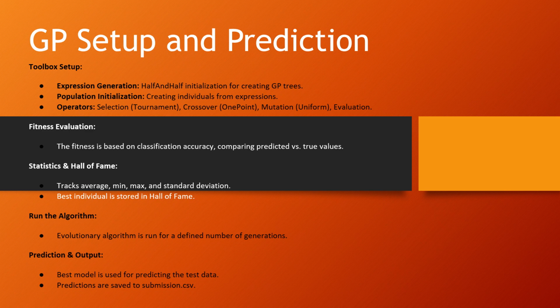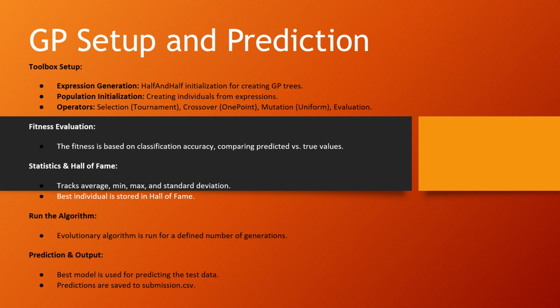Selection was done using tournament selection, which helps ensure that the best candidates are chosen to reproduce. Crossover and mutation operators help generate new individuals, and the fitness evaluation was based on the classification accuracy. Throughout the process, we tracked various statistics, including average fitness, minimum and maximum fitness, as well as the standard deviation. The best individual model from each generation was saved in the Hall of Fame for later evaluation and predictions.